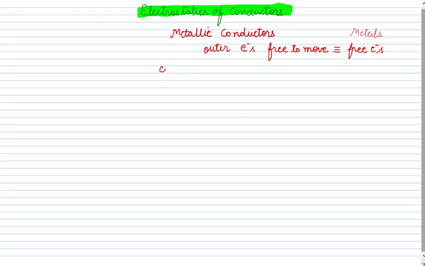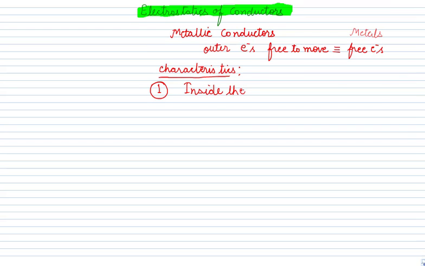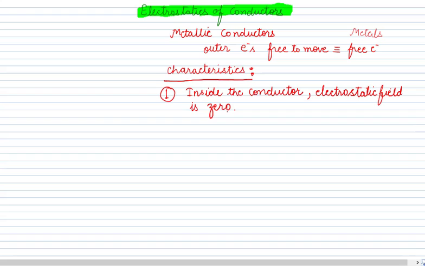We want to study certain characteristics of these metallic conductors. What are the characteristics for these metallic conductors? First, what is the first characteristic? The first important characteristic is that inside the conductor the electrostatic field is zero. Whenever we are talking about any metallic conductor or any good conductor, the electrostatic field inside is always zero.